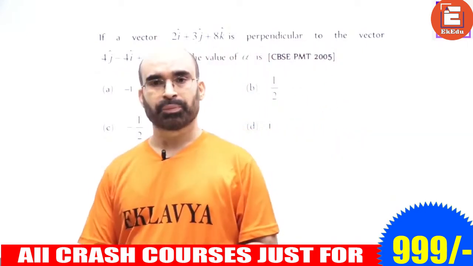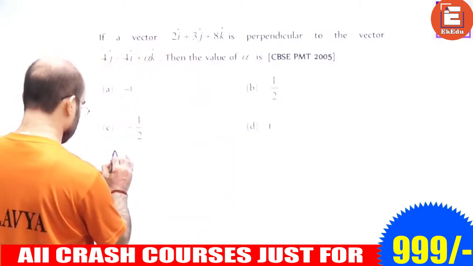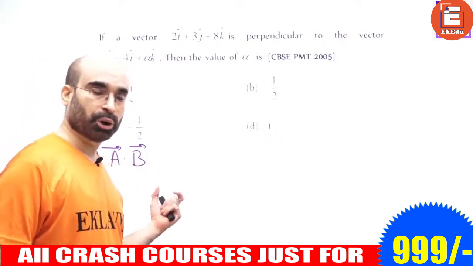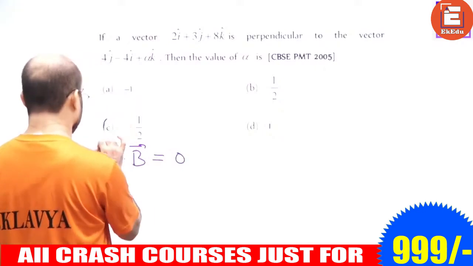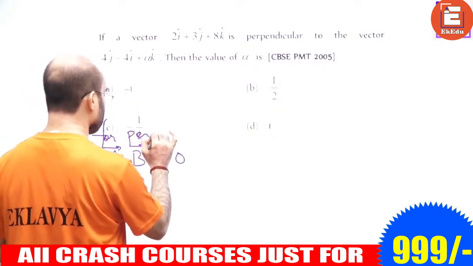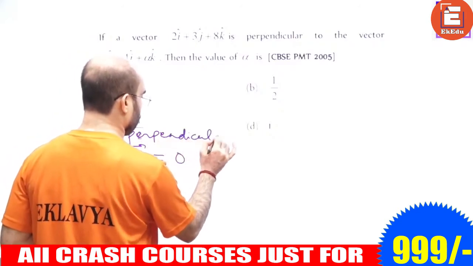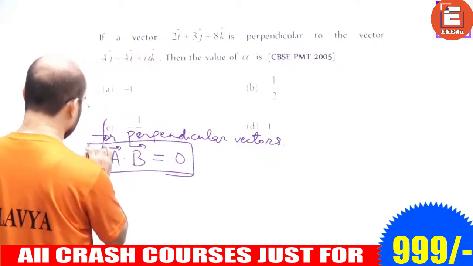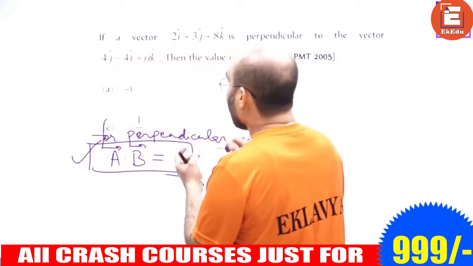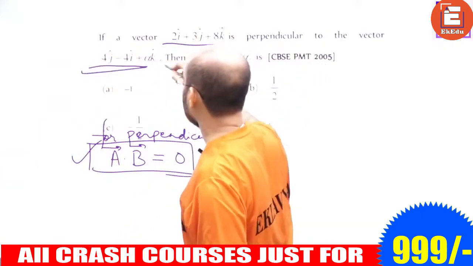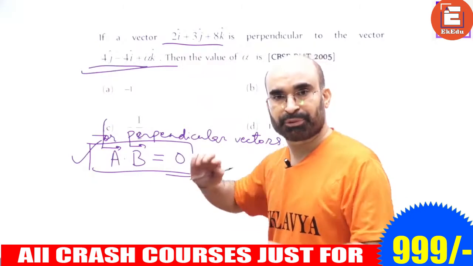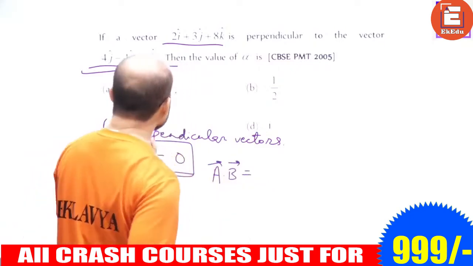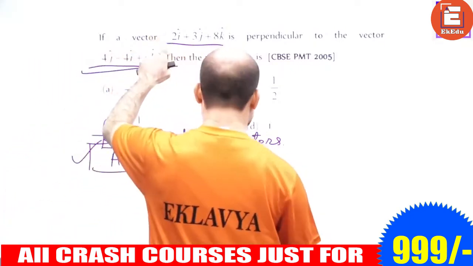You want to know how to do this? Let us take the dot product of this. For perpendicular vectors, what you will say? For perpendicular vectors, A dot B equals 0. Okay, this is fine. Now, as per the given vectors, let us find out the A dot B. So A dot B equals, just have a look.